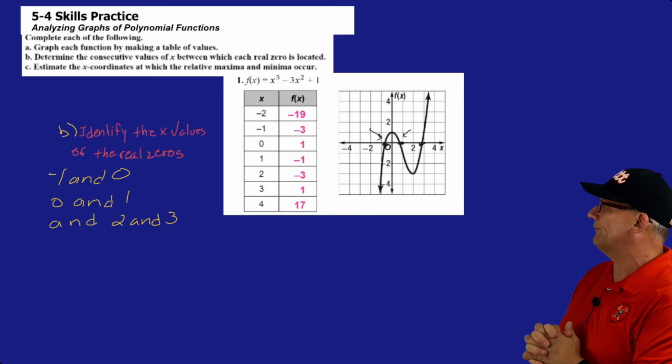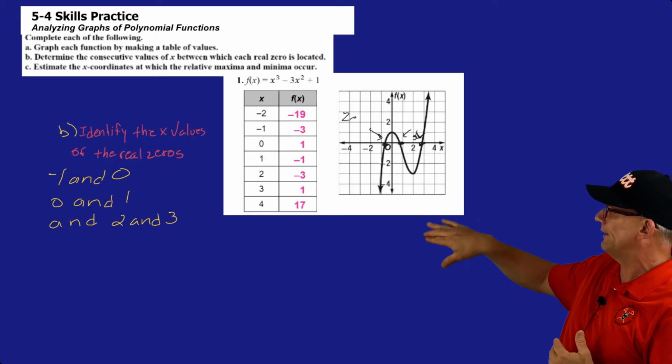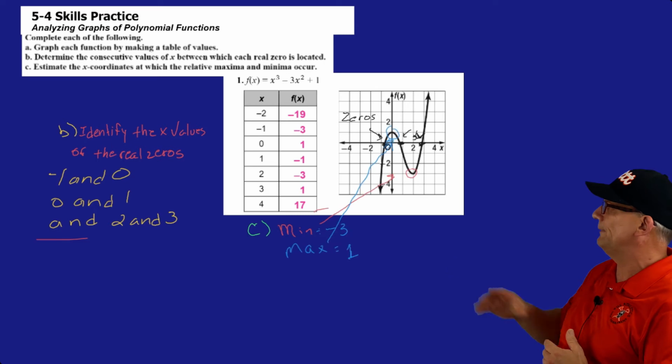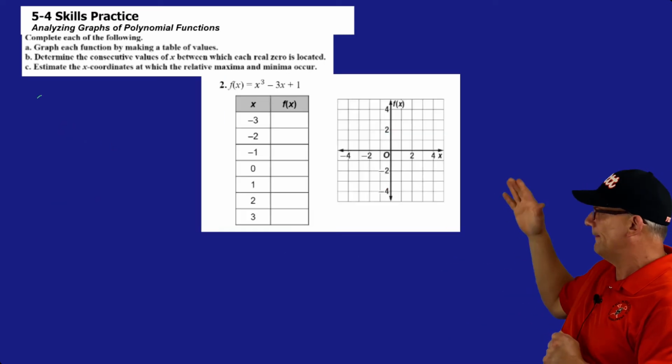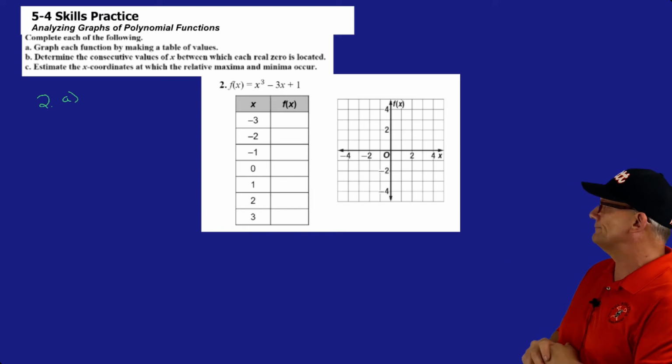Now, it says estimate the x-coordinates at which relative maximum and minimum occur. This is really simple. Look where the line goes up and loops and comes back down. That's always going to be the maximum, okay? The minimum will be where it goes down and comes back up. Okay, so here we go.